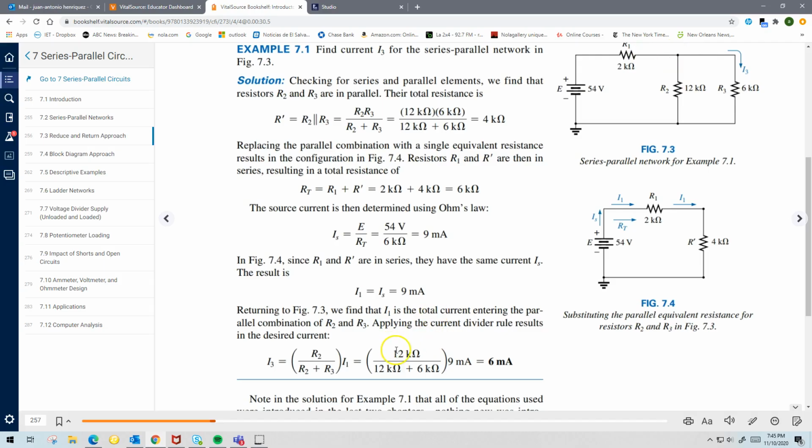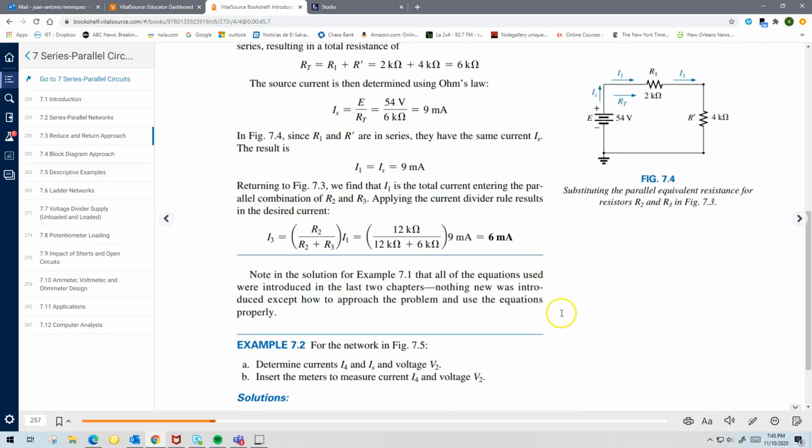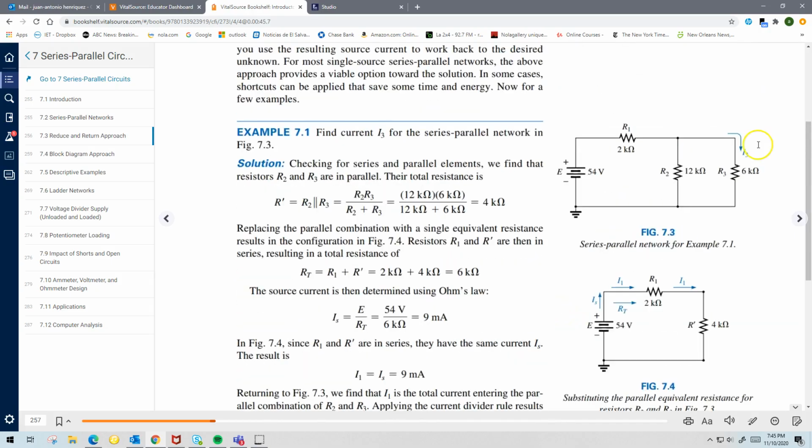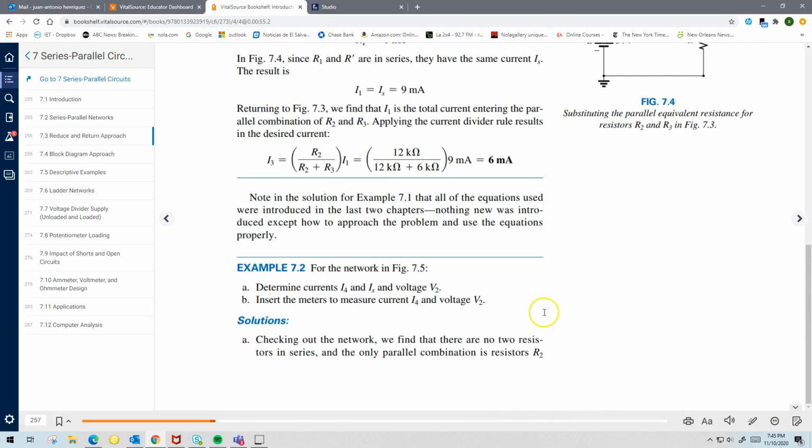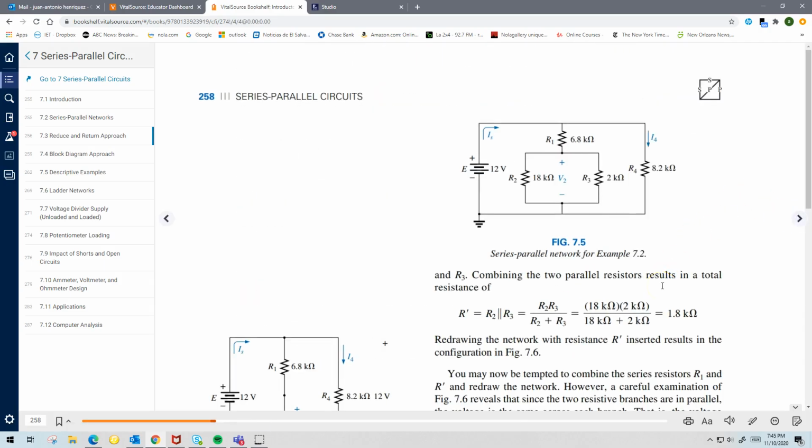So that's what you have right here, right? The opposite resistance, 12, divided by the sum of the two times 9 milliamps, and that will give you this current at 6 milliamps. Okay, so nothing really new here. We just use what we already knew from the previous chapters. All right, let's look at another one here real quick.